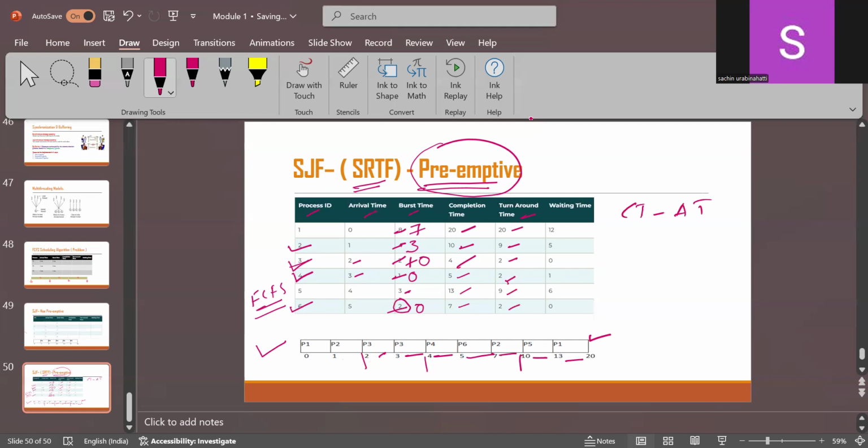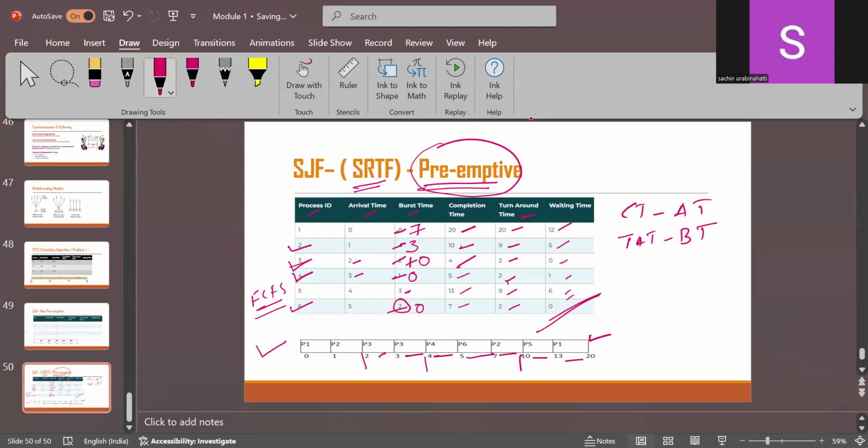Okay. So what is the formula for waiting time? If you remember, it is turnaround time minus burst time. Correct? So this is waiting time. What is the turnaround time for P1? It is 20. What is the burst time for P1? It is 8, right? I'm talking about the original one. 20 minus 8 is 12, right? What is the turnaround time for P2? It is 9. 9 minus 4 is 5. So this is how we get the waiting time.